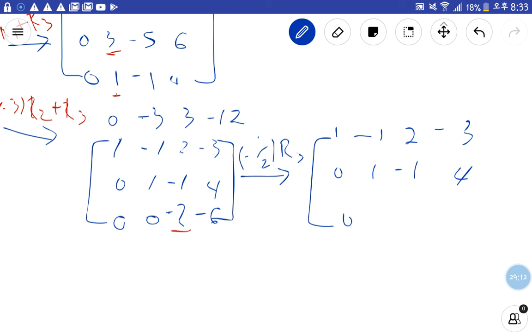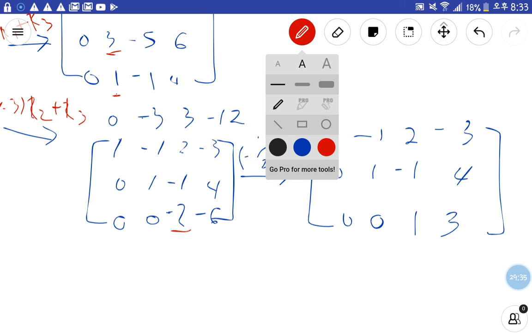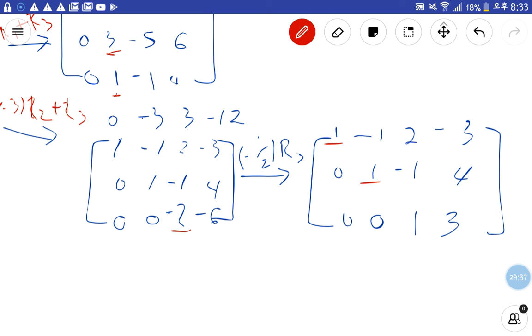Now what? 0 times half is 0, which is negative half. 0 times negative half, again 0. Now, negative half times negative 2 becomes 1. Negative 6 times negative half becomes 3. That is my row echelon form. Alright? Is it satisfied with what we just learned? Yes, it is. What should we check, guys? Here, 1, 1, 1, 0, 0, 0. And it looks perfect. Now what? The last matrix we call a row echelon form.